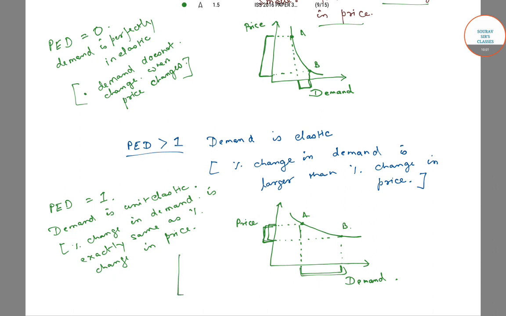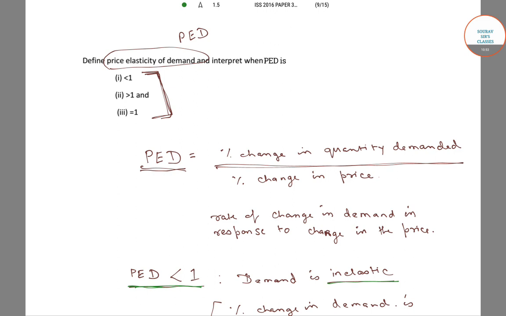For example, in this situation, from point A to B, the percentage change in demand, that is this one, is the same as the percentage change in price. So if there is a 10% increase in price, there would be a 10% drop in demand. If the situation is like this, then we say that the demand is unit elastic, that is the percentage change in demand is exactly the same as the percentage change in price. So when the price elasticity of demand is equal to 1, then the demand is unit elastic. So this is the interpretation of demand when our price elasticity of demand, or PED, is less than 1, greater than 1 and equal to 1.